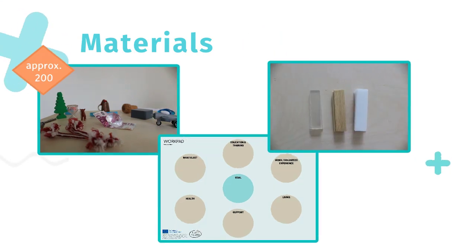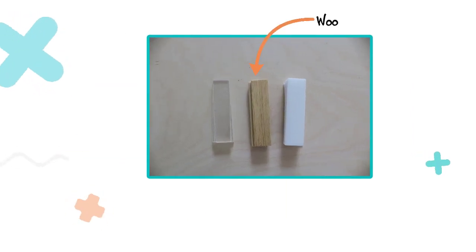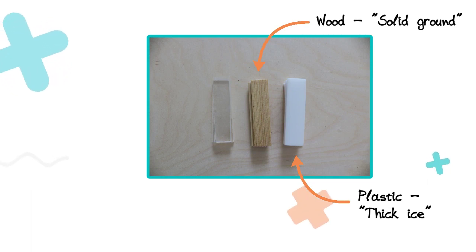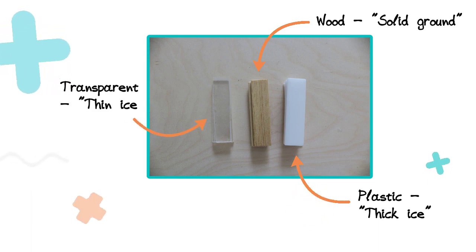One represents solid ground and is made of wood. One represents thick ice, which is represented via white plastic. And the last one represents thin ice, with the stick being made from transparent materials.